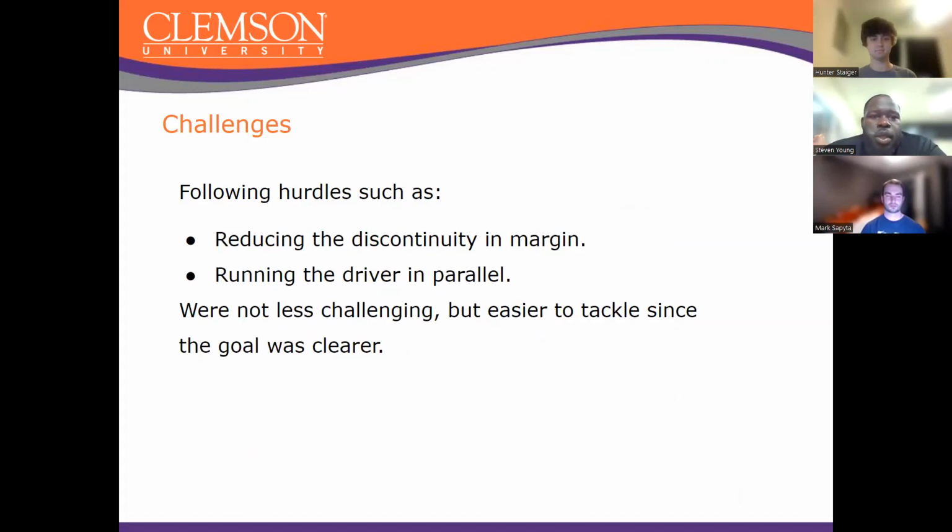The hurdles that we went through were reducing the discontinuity in the margins and also running the driver in parallel. Most of these challenges were difficult in the beginning, but as time went on and we dove deeper into the code, the goal of getting this task done became much more clear.